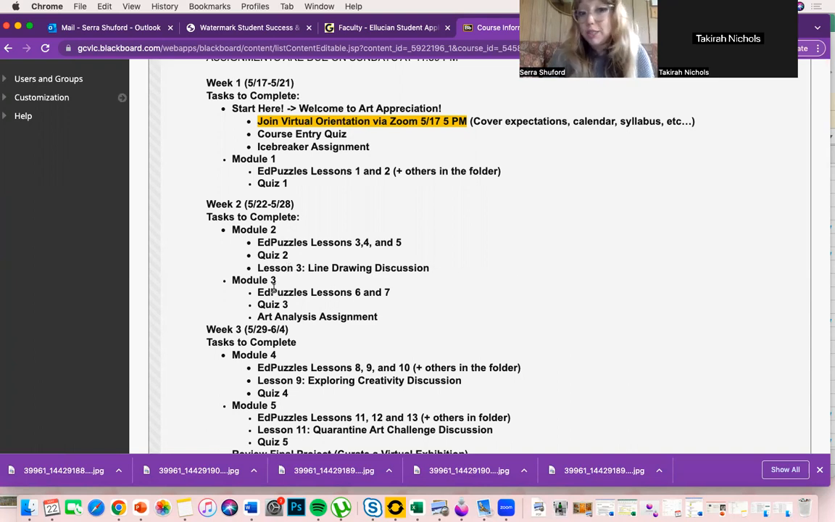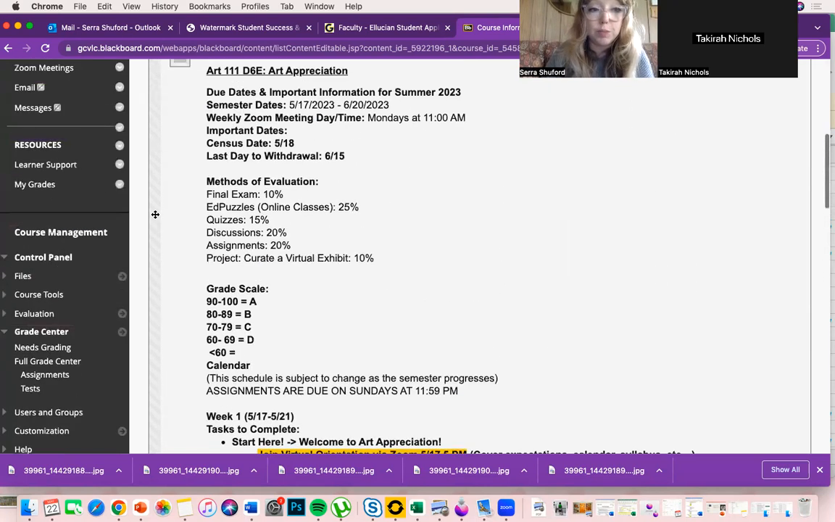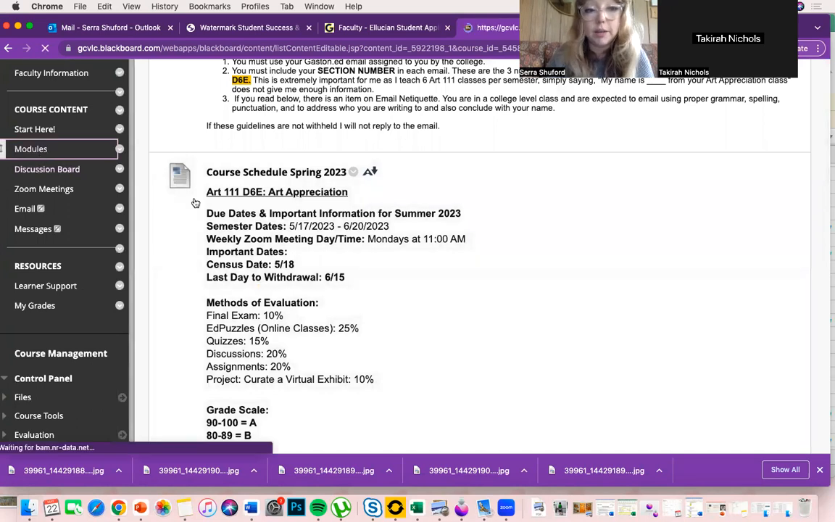For each module, just like with all the modules, there is a quiz component. So you've got 2 quizzes this week as well, quiz 2 and quiz 3. And then you also have a couple more assignments: the lesson 3 line drawing discussion and the art analysis assignment. So let's jump over to those modules to see what those look like.